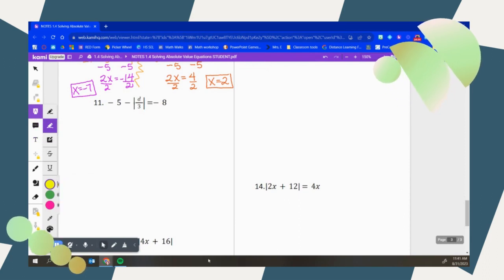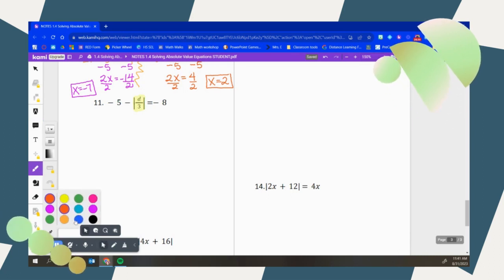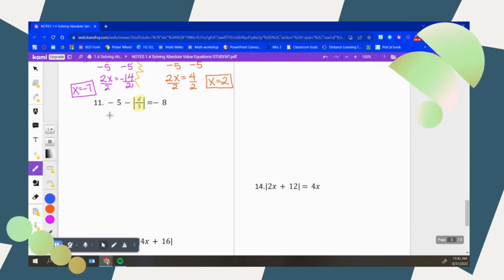Number 11, what's my first step? Isolate. First step is to isolate. Here's my absolute value. Let's get it by itself. So what do I need to get rid of? I need to get rid of the negative 5, and then we'll talk about this guy. Let's get rid of that negative 5 first. That one's pretty obvious, right? Sitting in front of the equation, got to get rid of the negative 5. So I'm going to do plus 5. So that's going to go away. There is still a negative sitting in front of the absolute value. So it's negative absolute value of d over 3 is equal to negative 3.